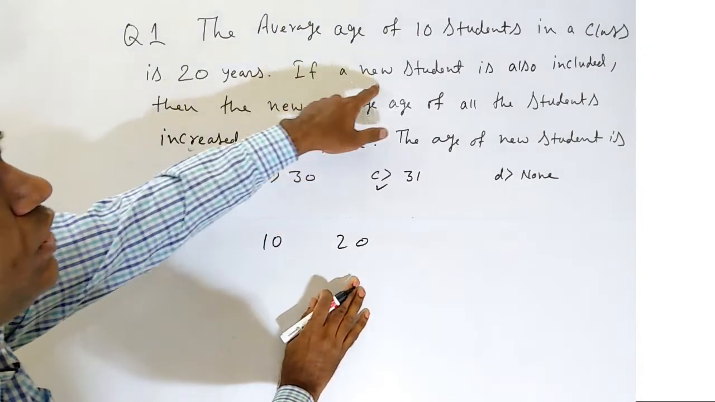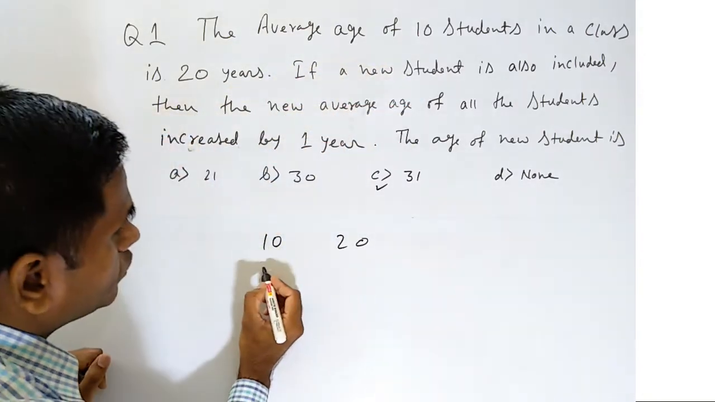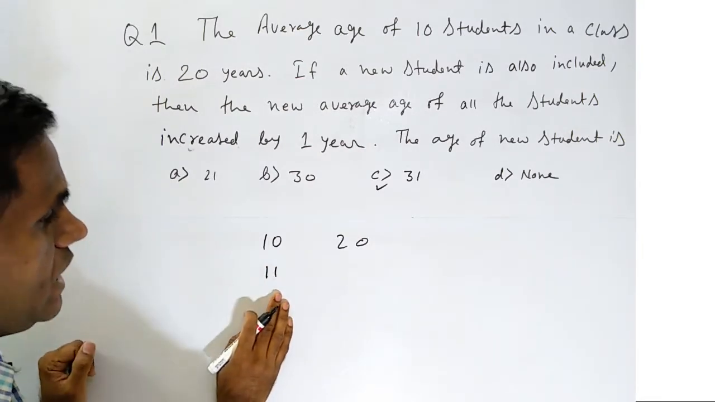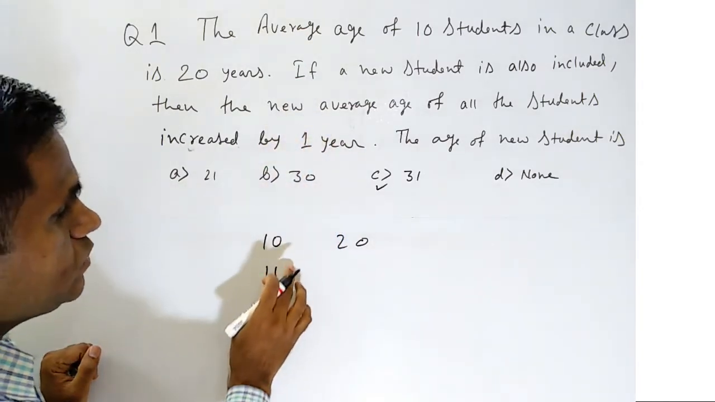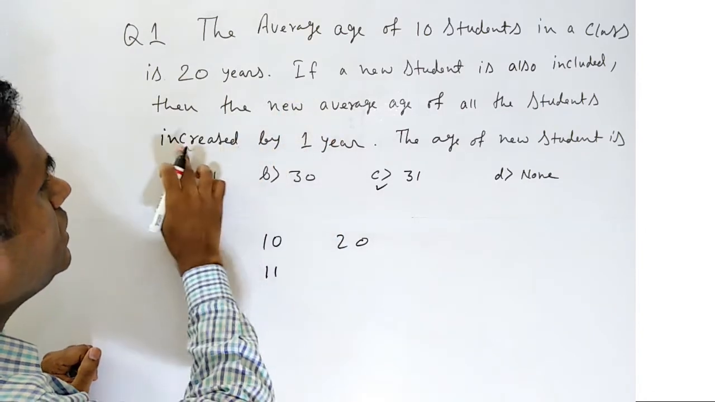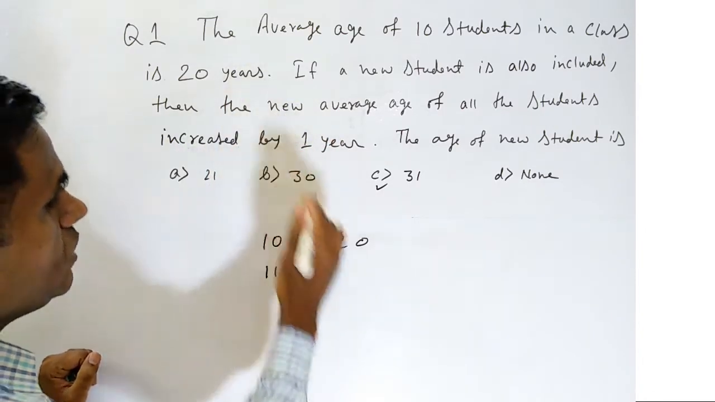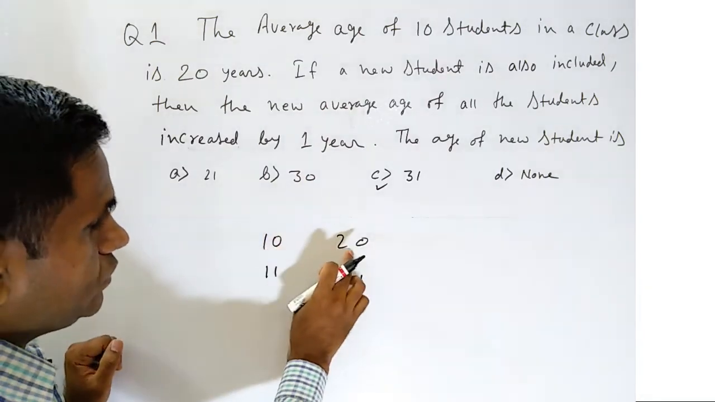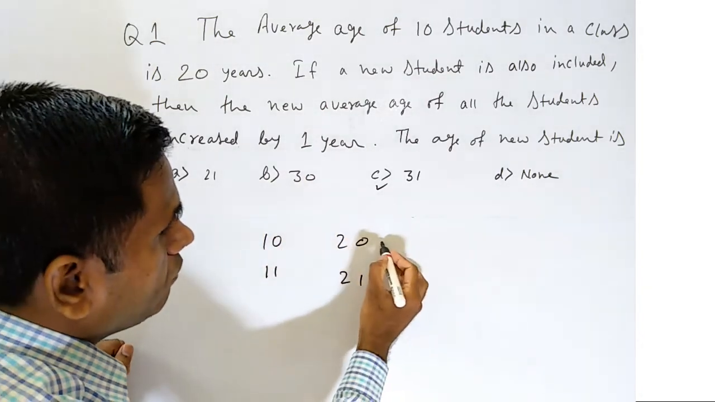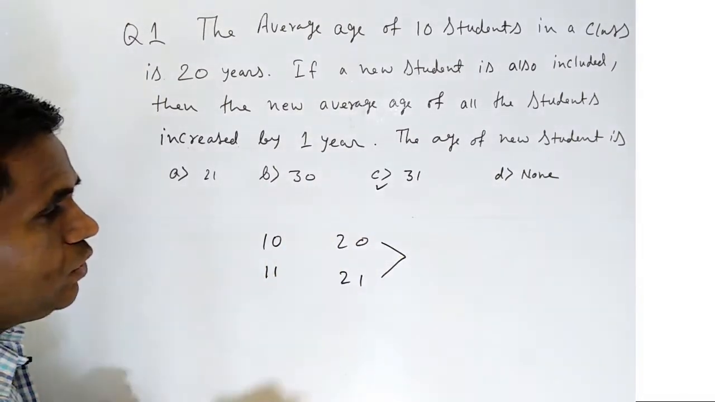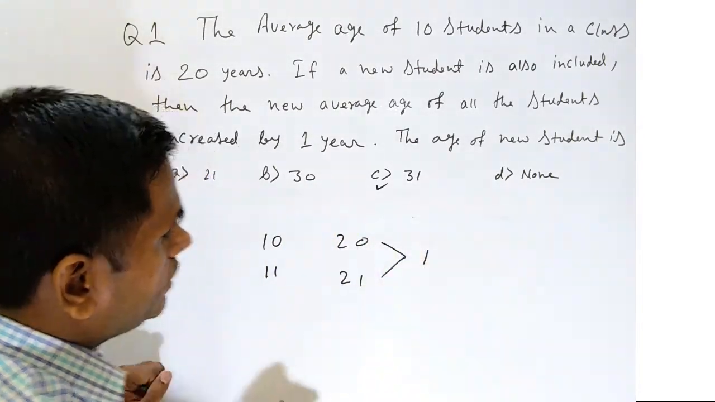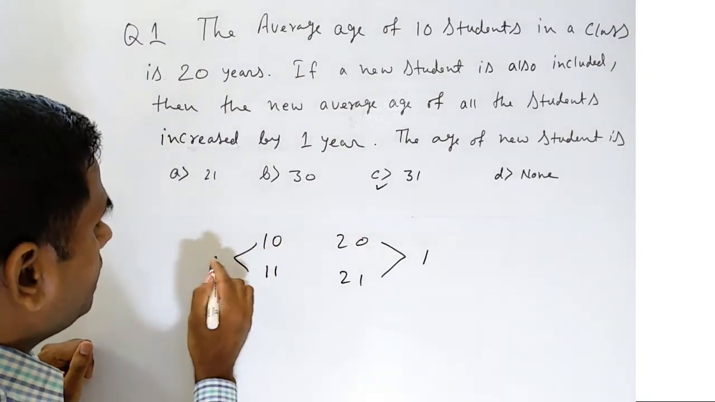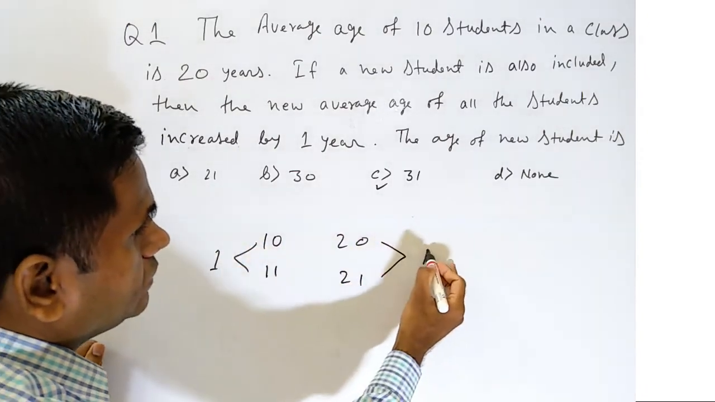Now what is happening? A new student is also included. So one new student is included, it becomes 11 students. And since one new student is included, the average is increased by 1 year. So average becomes 21. For 10 students, 20, for 11 students, 21. Find out the difference between these two. The difference of these two is 1 year. Similarly find out the difference between 10 and 11. This is also 1.